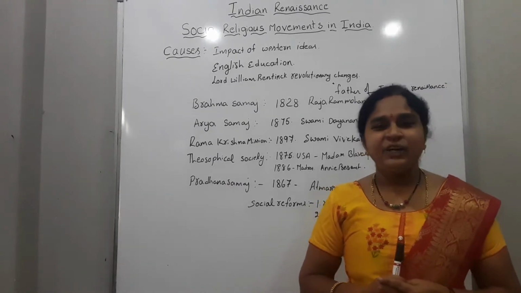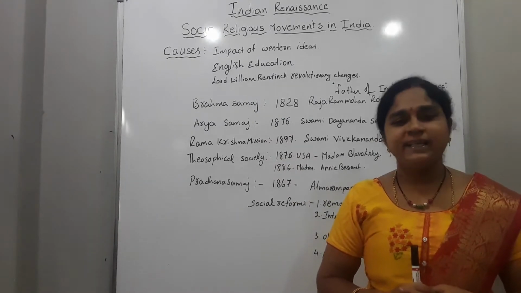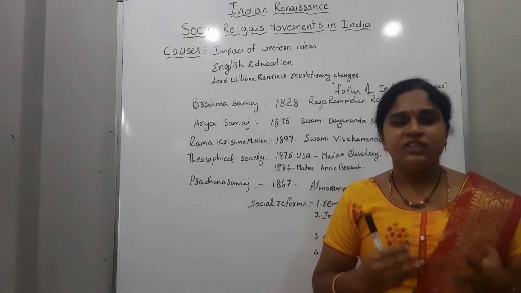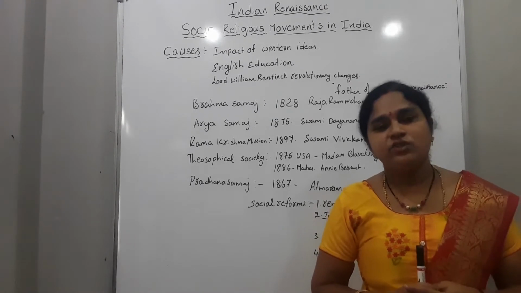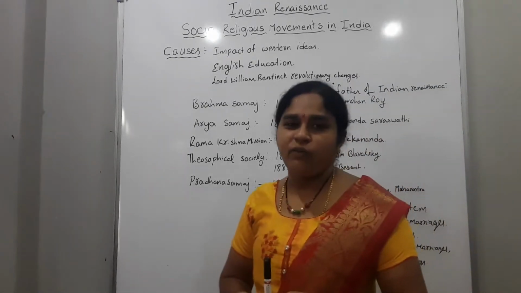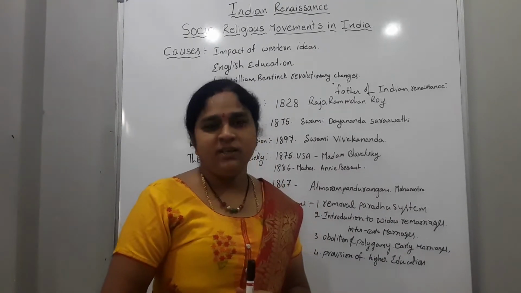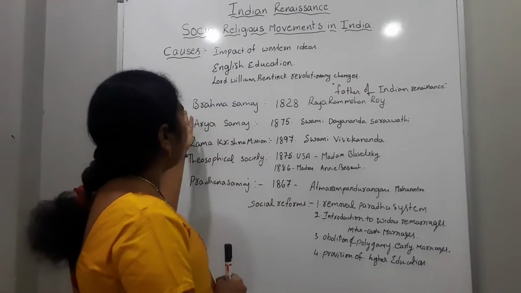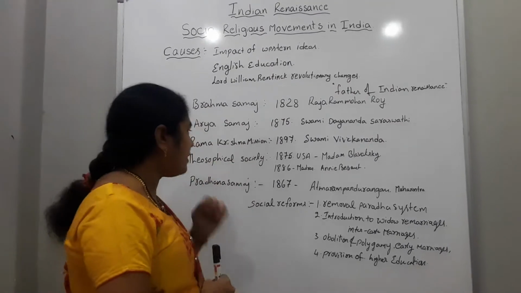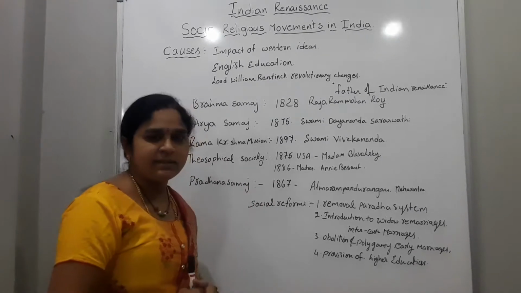Okay, we will continue with the institutions that spread social and religious changes in Indian society. These institutions were followed by their members, who could change the society. For example, Brahma Samaj, Arya Samaj, Ramakrishna Mission, Theosophical Society, Prarthana Samaj.